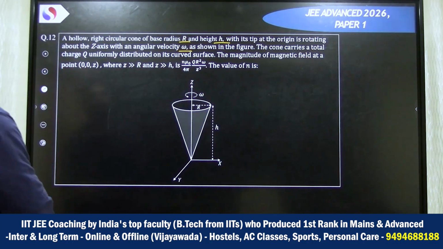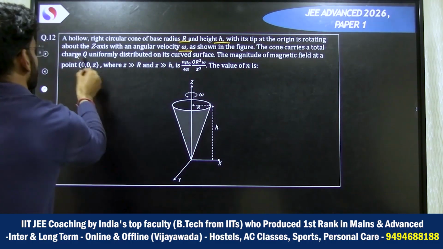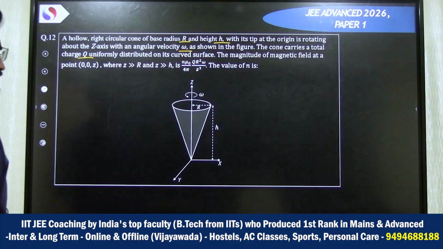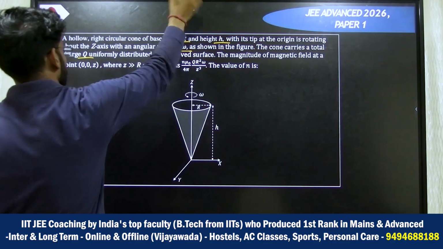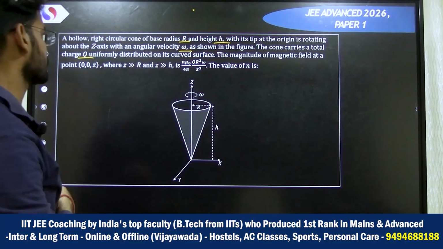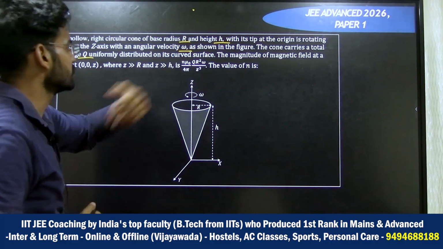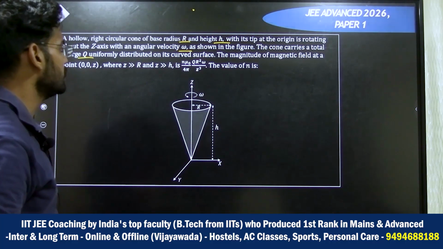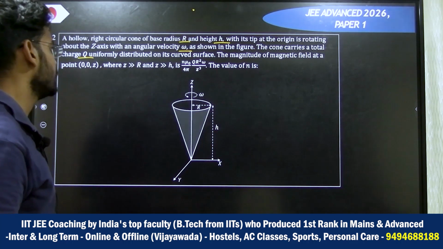The cone carries a total charge Q uniformly distributed on its curved surface, on the curved surface only. The magnitude of the magnetic field at the point (0, 0, z), where z is very large in comparison to r and h, is n mu naught by 4 pi into Q r square omega by z cube. The value of n is?